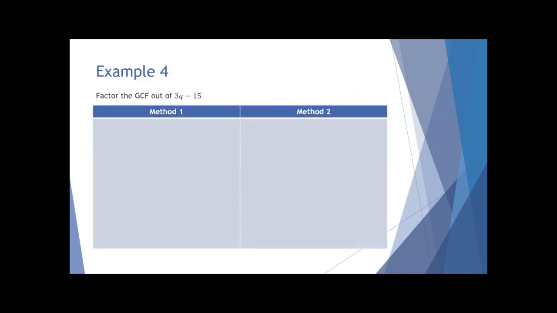So in this example, we want to factor the greatest common factor out of 3q minus 15. So I'm going to find the GCF separate from my boxes here. When we're finding the GCF, we are looking at 3q and negative 15. So that's how we separate it out. And so for the GCF, I'm going to look at the number first. I'm looking for the biggest number I can divide into 3 and 15, which is 3. 3 goes into 3, 3 goes into 15.